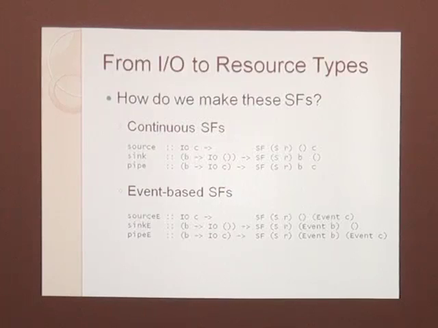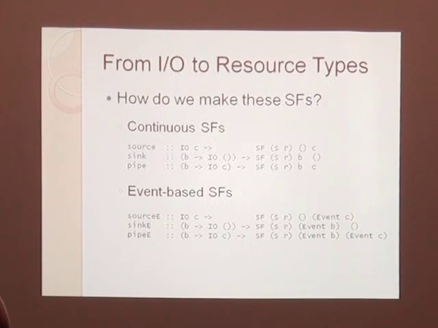When you make them, you can use these nice little shortcuts, source, sync, and pipe, to turn an I/O action into a signal function. And they were kind of expected, right? A source is going to create a value. So if you have an I/O action where you're reading some value from I/O, then it's going to turn into a signal function that takes unit and returns that value, or a stream of those values.